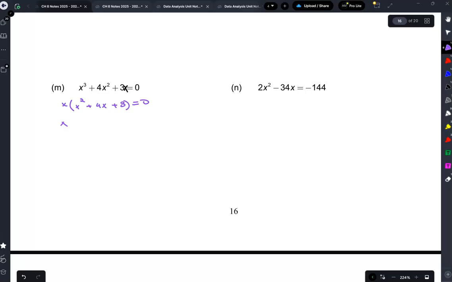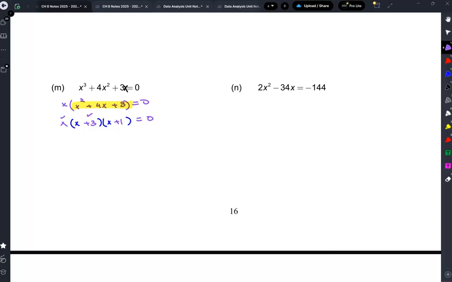Now, I have an x here, but this one, I need to factor it. What do you think? Two numbers that multiply to 3 and add to 4? 3 and 1. Now look at this. I have one thing times another thing times another thing equal to 0. I have 3 things. And you know what? That's fine. I can set each one of them equal to 0.